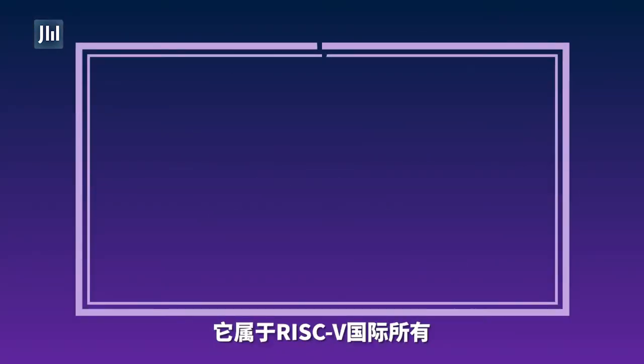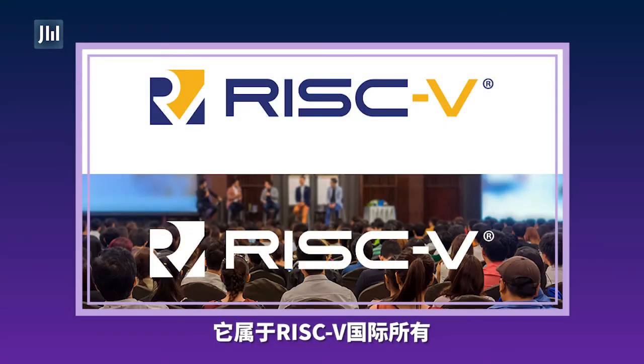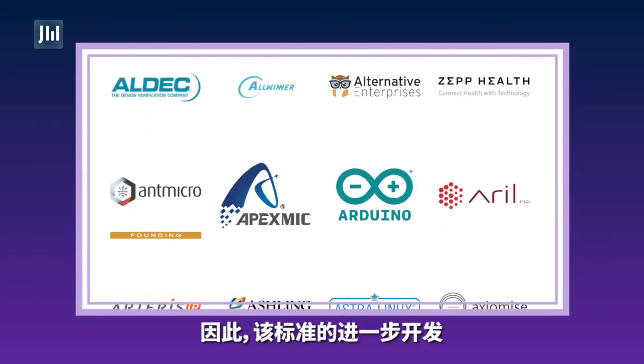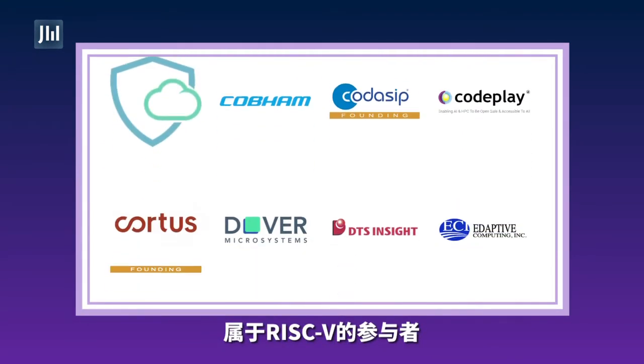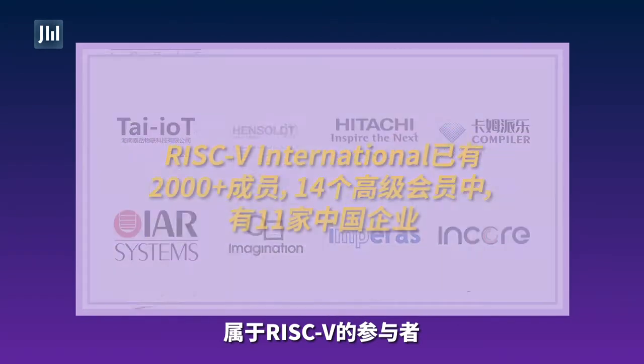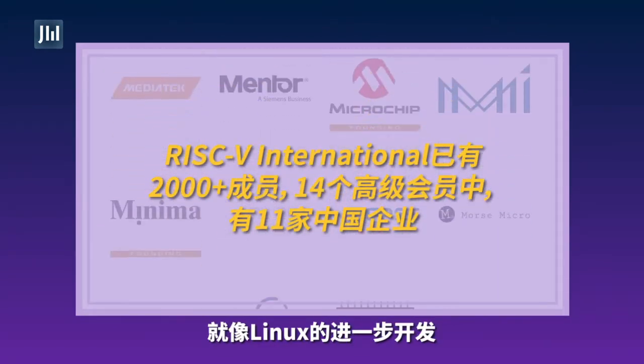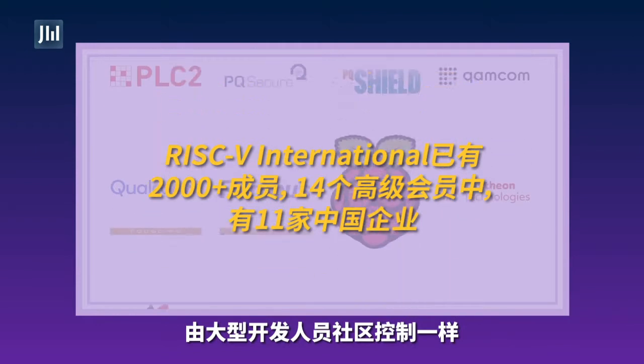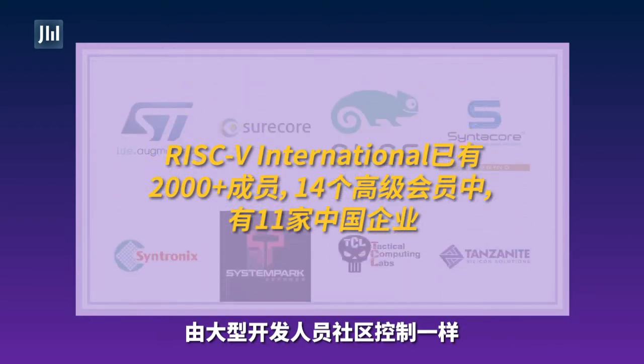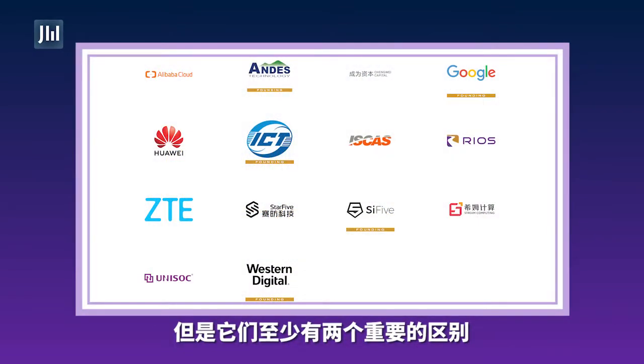Now, there is some commonality with RISC-V, but also some important differences. So what's in common? Well, RISC-V is an open standard. It is freely available. It's owned by RISC-V International. And so the further development of the standard belongs to participants in RISC-V, just like the further development of Linux is controlled by the large community of developers. But there are at least two important differences.